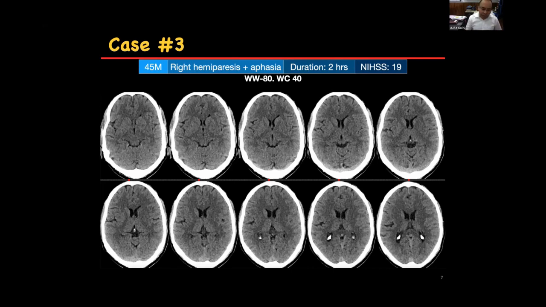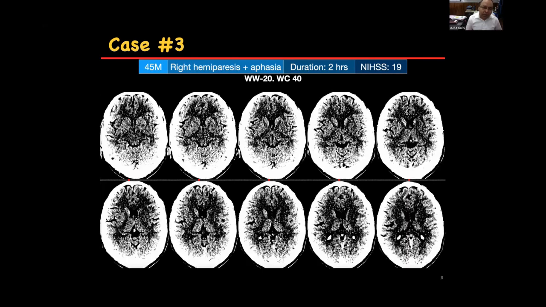I'm showing the multiple cases just to emphasize that you should always look at your CT scan images on a computer, on a workstation, and try to play around with the window to see the acute stroke ischemic changes. On CT angio, you can see that this focal stenosis narrowing is seen in the distal M1 segment.